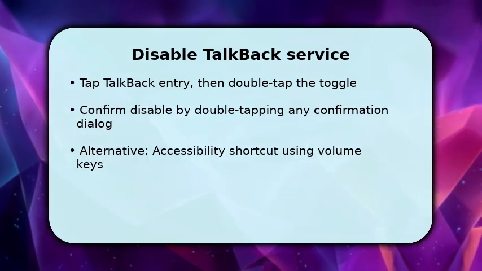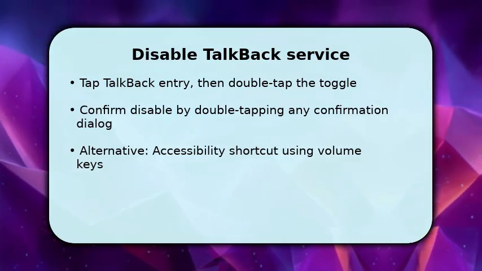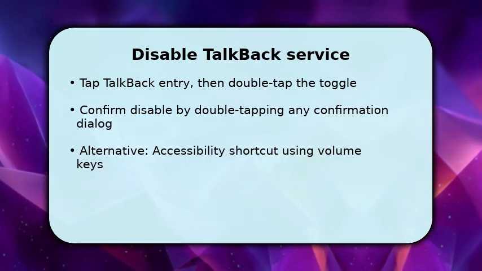If the toggle is hard to reach, use the accessibility shortcut. Press and hold both volume keys or the assigned shortcut to turn Talkback off quickly.